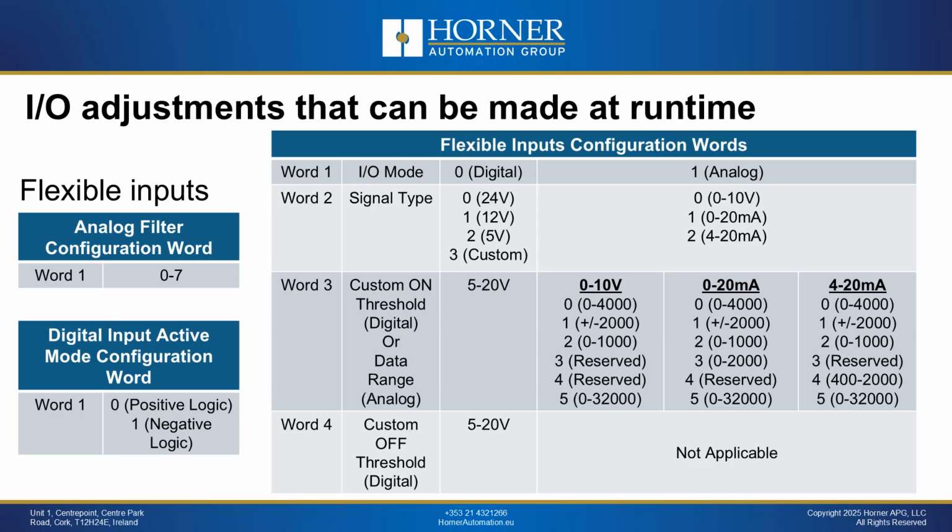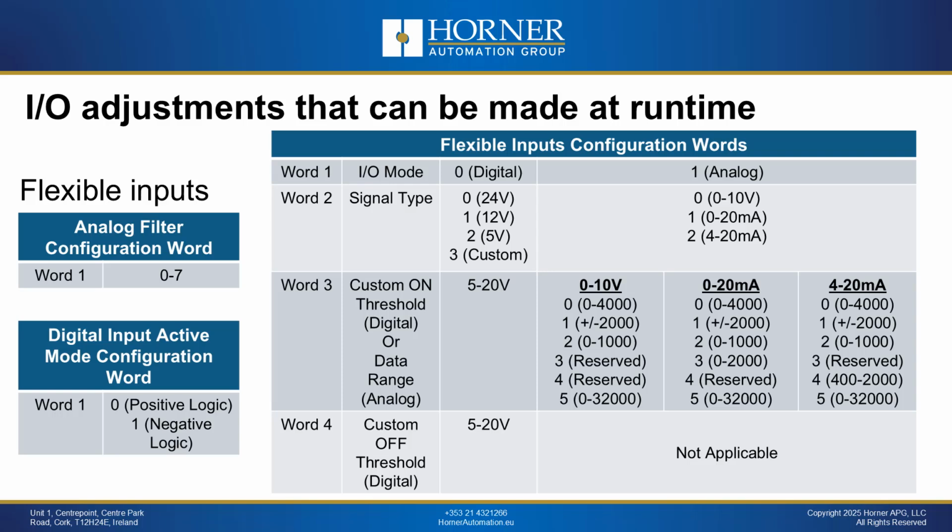And if you are using a flexible input for analog purposes, you can select the range. It is in 0 to 10 volts, 0 to 20 milliamps, or 4 to 20 milliamps. And then once you have selected the signal type, how do you want the data to be scaled? Do you want to take advantage of all the bits in the analog input word and just have 0 to 32,000 from min to max?